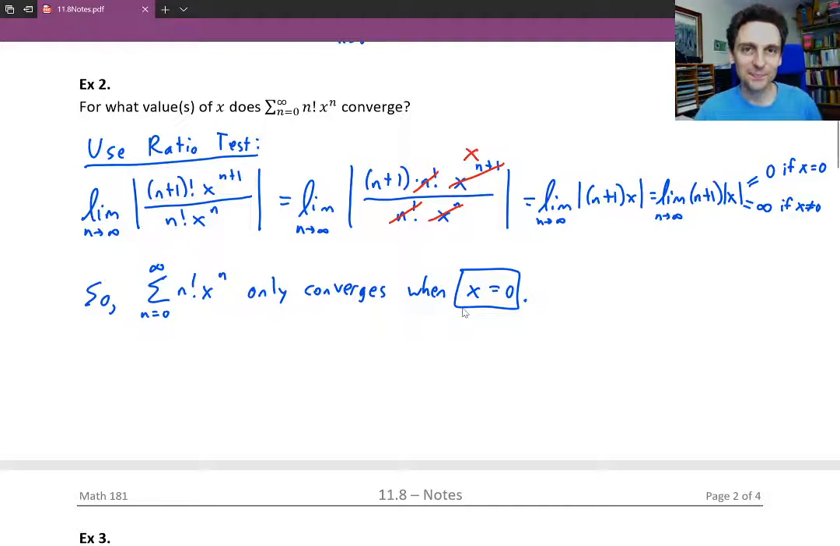Hello and welcome back. Let's review examples 2, 3, and 4. In example 2, we saw that the x values for which the series converged was just a single x value of 0. It happened to coincide with the center of that power series.